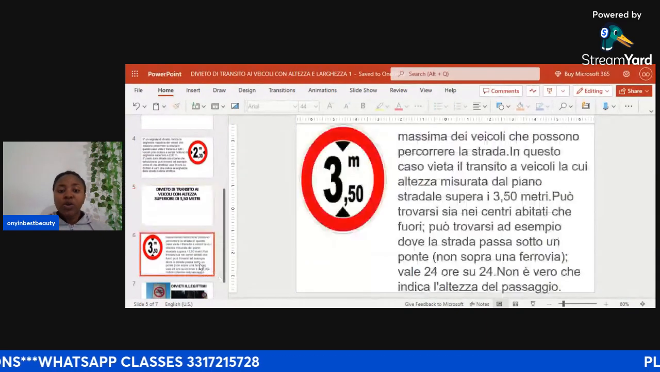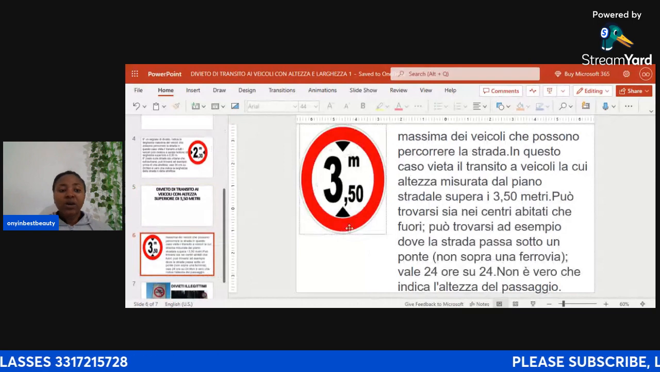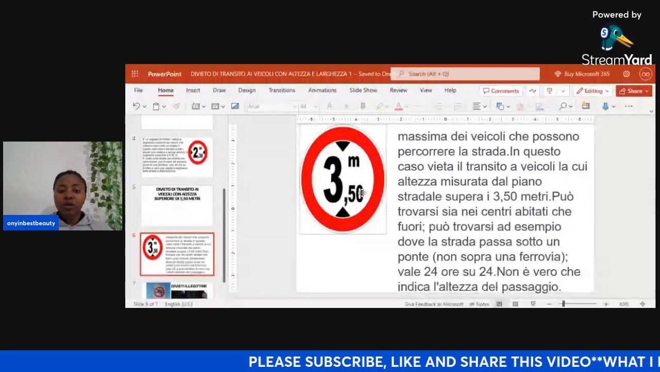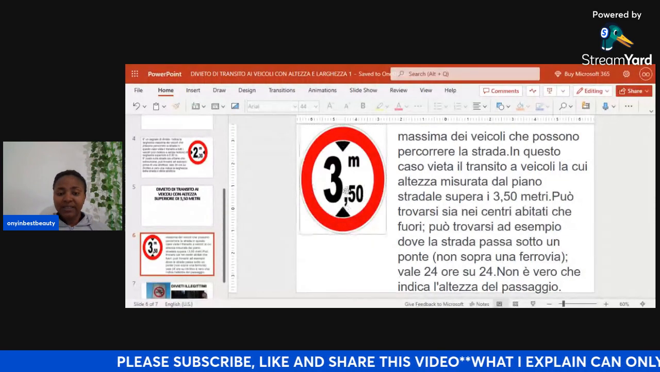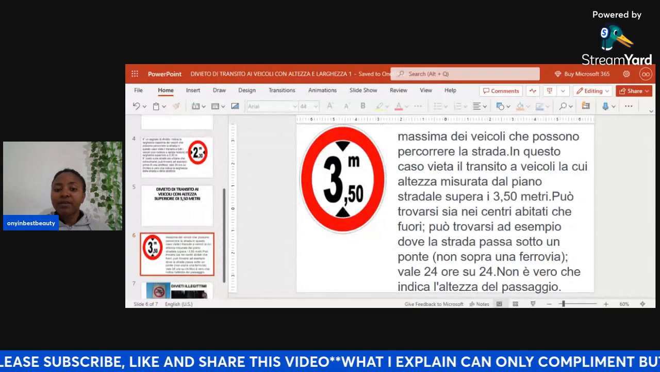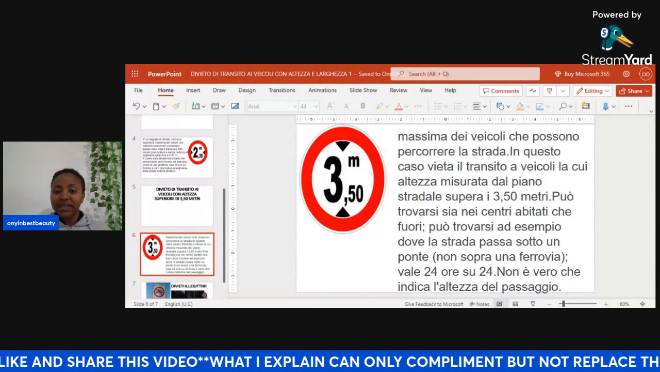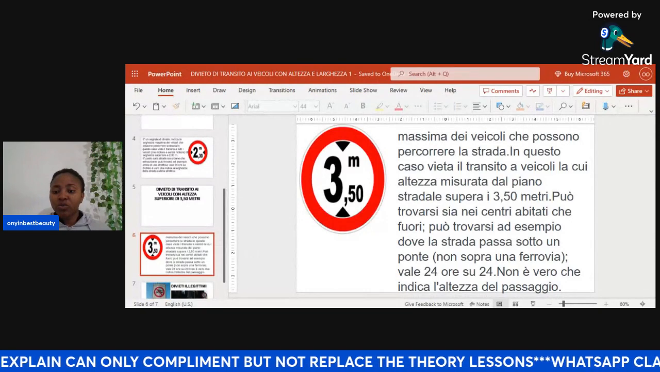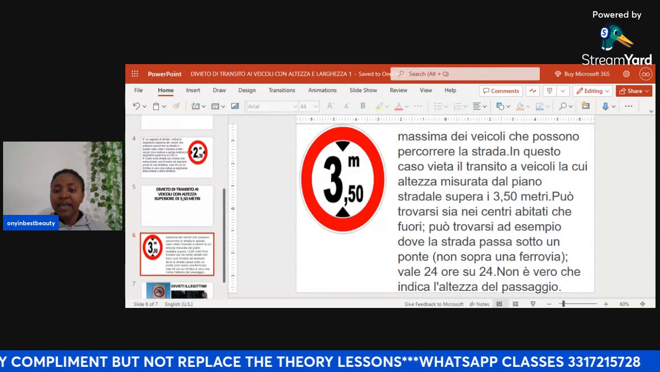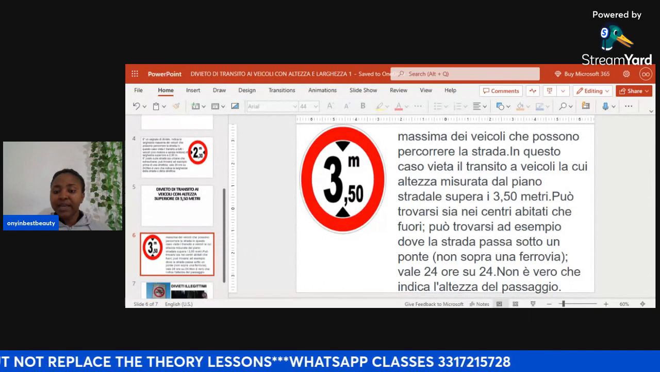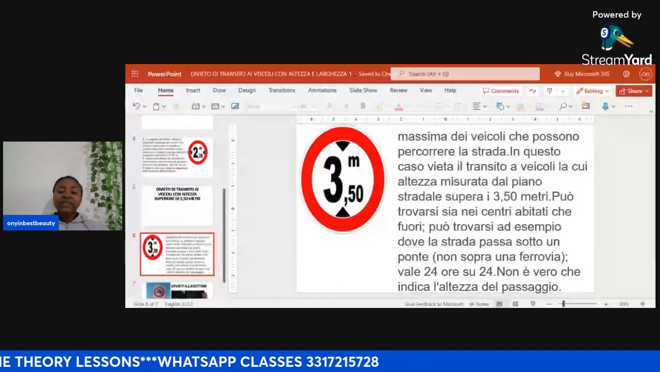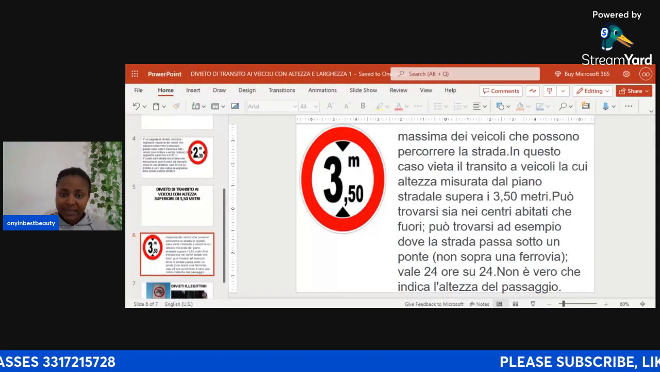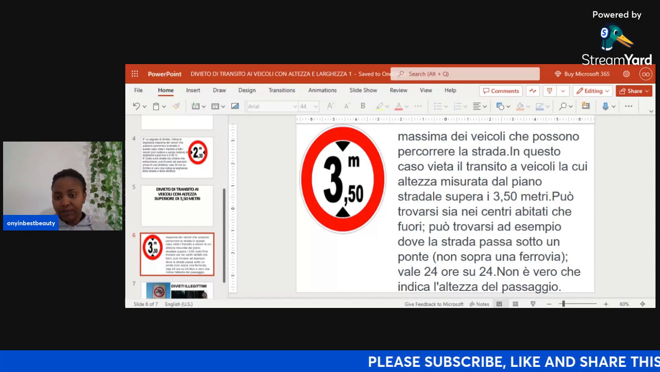So this is it. When you see the sign on the road, remember the other one was by the side, telling you the largeness. Now this one is up and down, telling you of the height. Massima dei veicoli che possono percorrere la strada. In questo caso vieta il transito a veicoli la più attesa misurate da piano stradale supera il 3,5 metri. Now this sign forbids any vehicle whose height measures more than 3.50 meters, okay?